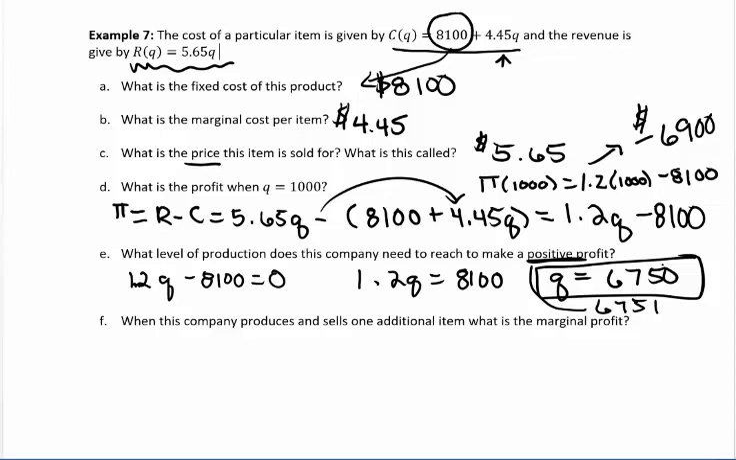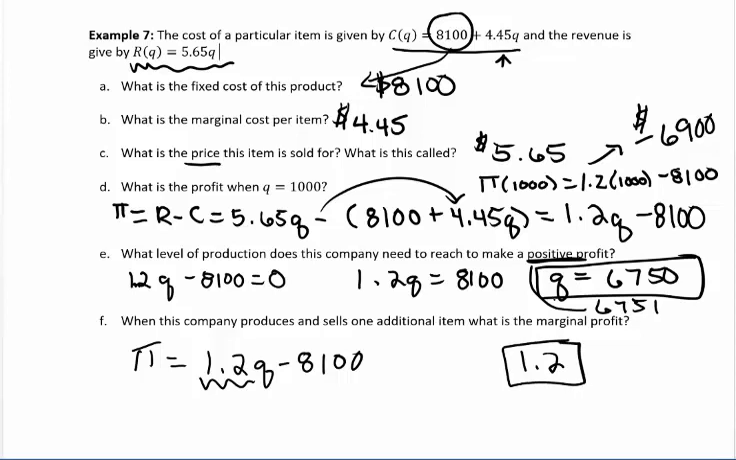And then for part F, it says when this company produces and sells 1 additional item, what is the marginal profit? So when we're on the margins, we're looking at the additional profit from making and selling 1 more item. There's 2 ways we can do this. Since we already have the profit function, we can look at the slope of the line. So the slope here, the rate of change, is 1.2. So that means that if I make and sell 1 more item, I will make an additional $1.20 of profit.